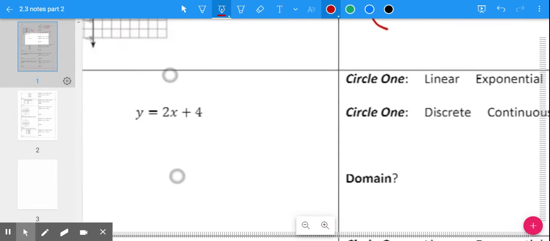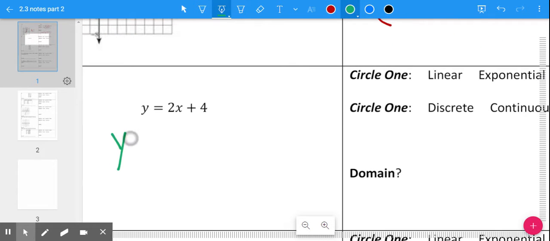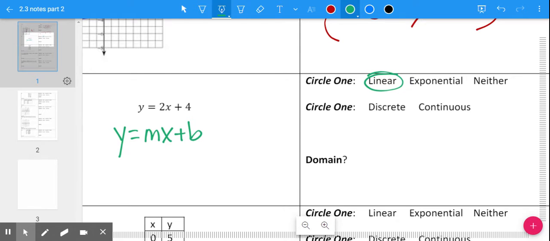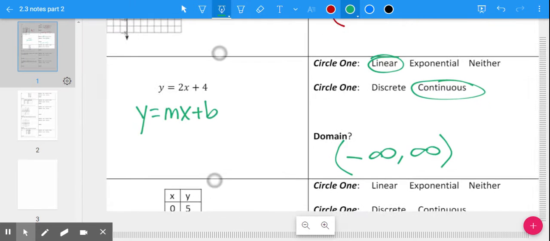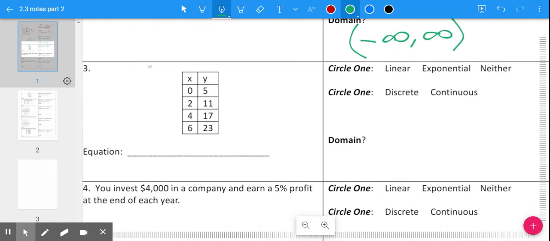The next one, y equals 2x plus 4, is set up like slope-intercept form. So therefore, it's linear. Now, because there's no context with it, we assume that it is continuous, which means that because it's linear and all points make sense, we have to indicate that all points make sense. So again, without context to back it, this is continuous. It is a line with arrows on both ends, which means the domain goes from negative infinity to positive infinity.